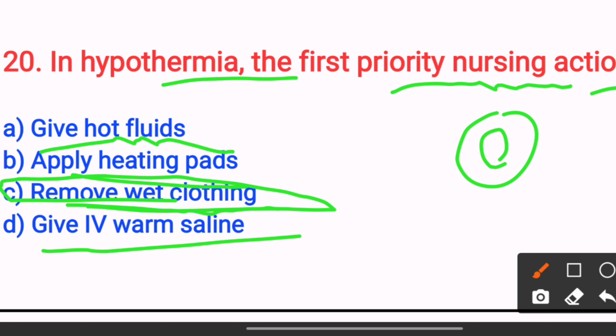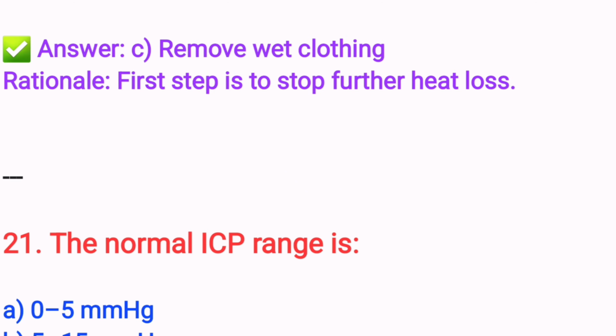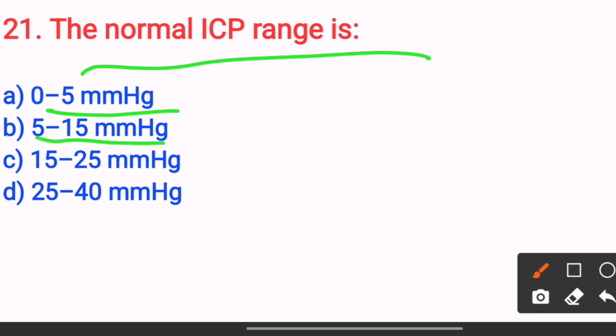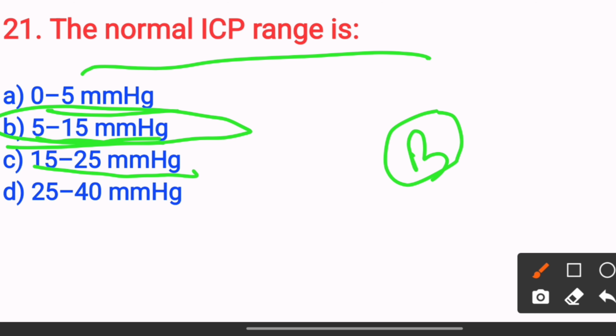Next, the normal ICP range is option A 0 to 5 mm Hg, option B 5 to 15 mm of Hg, option C 15 to 25 mm of Hg, option D 25 to 40 mm of Hg. The answer is option B, 5 to 15 mm of Hg.